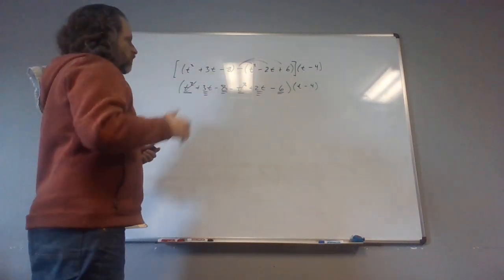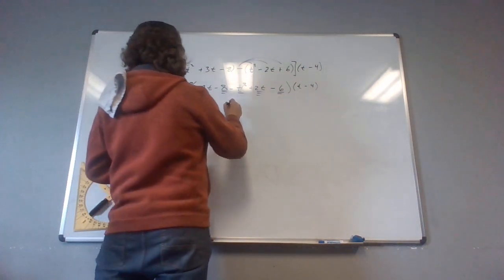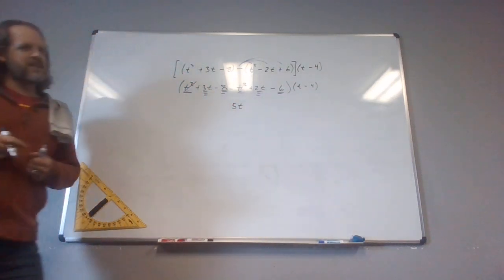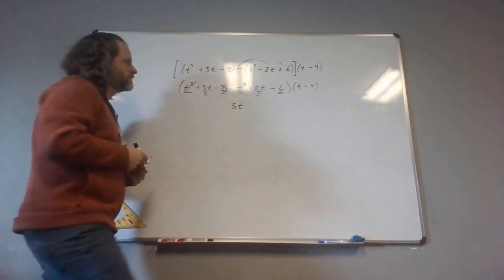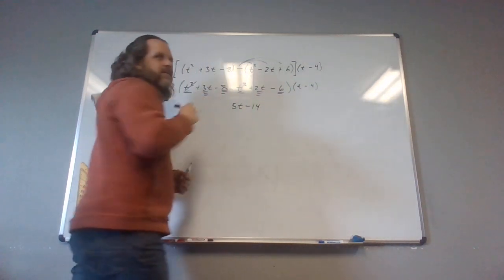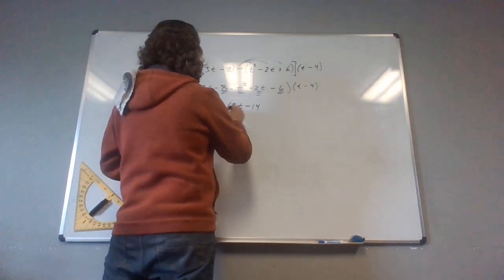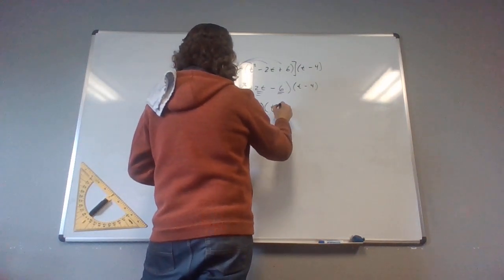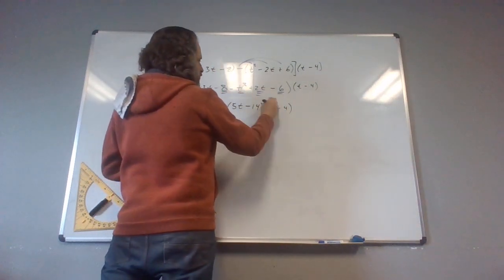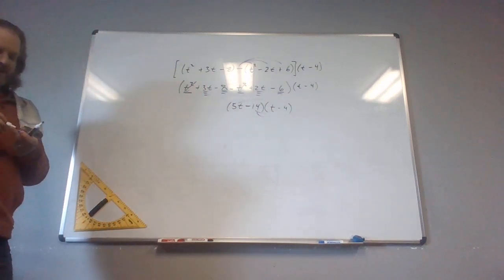What is 3t plus 2t? 5t. What's negative 8 plus negative 6? Negative 14. No, it's negative. You're right. Now let's distribute. That's much easier to mess with, right? 5t squared.